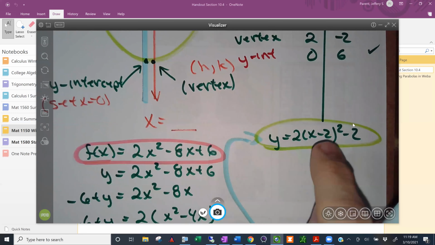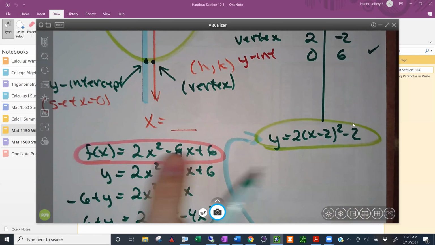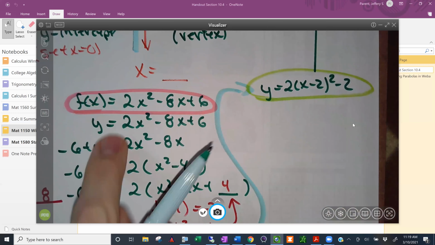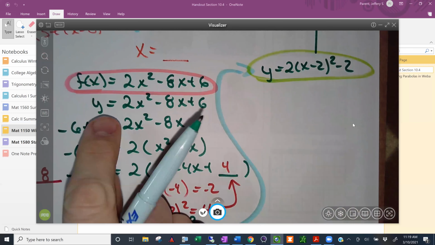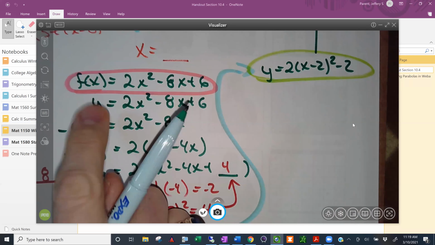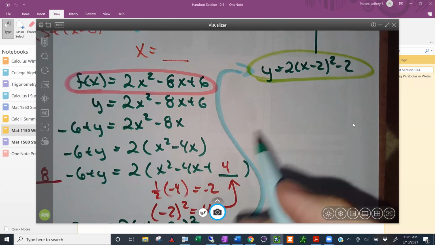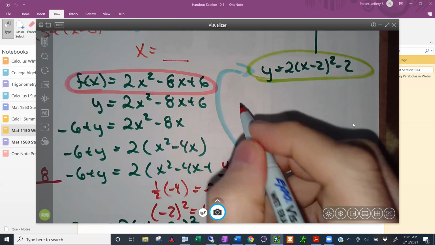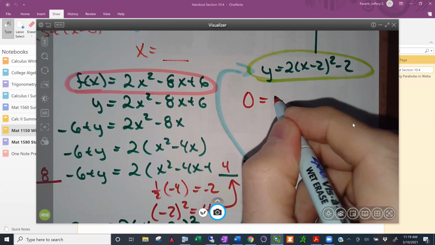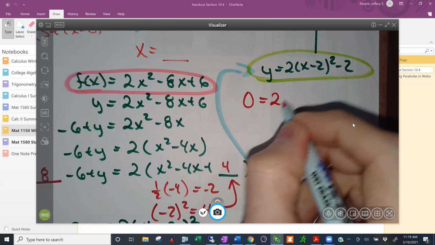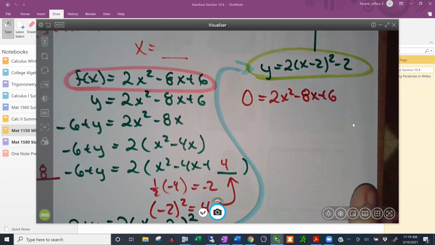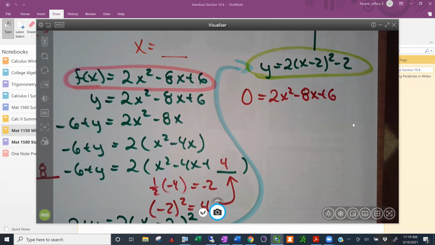So this is great for determining the vertex. This is better for determining the x and y intercepts. So as far as determining the x-intercept is concerned, we're going to set y equal to 0. So let's do that. Figure out the x-intercepts. I get 0 equals 2x squared minus 8x plus 6. And you've got a couple of ways you could solve this.